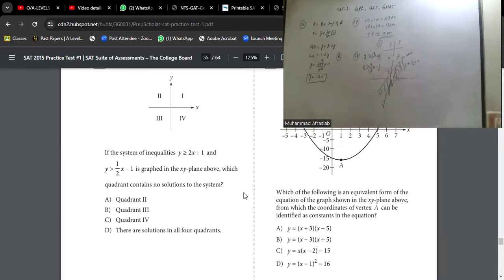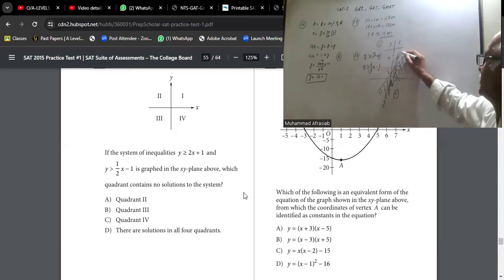Now they are asking in this question, in the system of these two equations, which quadrant contains no solution to this system? Because we see that the first, second, and third parts have some solutions, but the fourth part has no solutions. The fourth part is completely rejected. Since they are asking which has no solution in that system, that is part 4, which is C. So this portion will be rejected, which is the answer to this question.